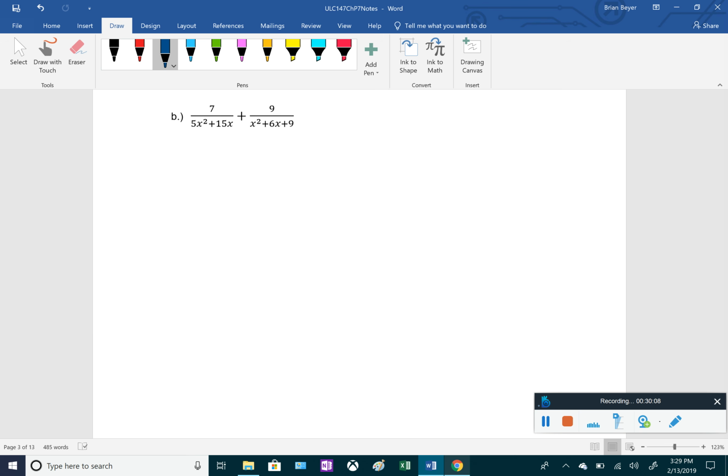Okay, next one we have 7 over 5x squared plus 15x plus 9 over x squared plus 6x plus 9. So first step, we have to factor. So the first one factors GCF 5x, that's a GCF. We're left with x plus 3. The second denominator factors as x plus 3 times x plus 3.